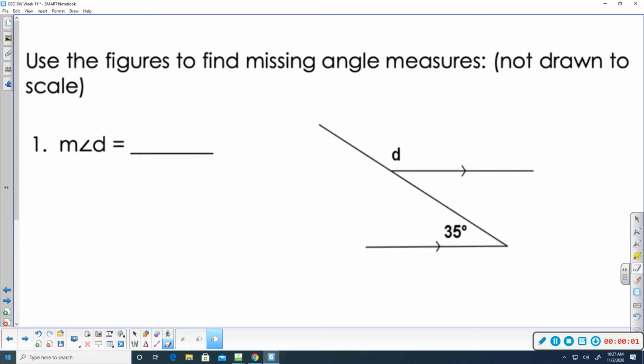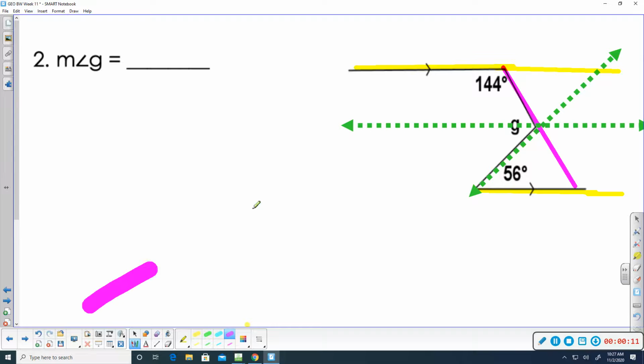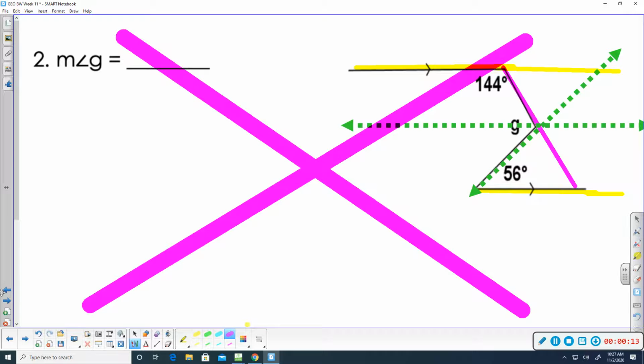Alright, so this says use the figures to find missing angle measures, not drawn to scale. There are two problems on your bell work paper for this, but we're only going to do number one here. We are not going to do number two. This one here, we're not going to do it, so you can just go ahead and cross it off.